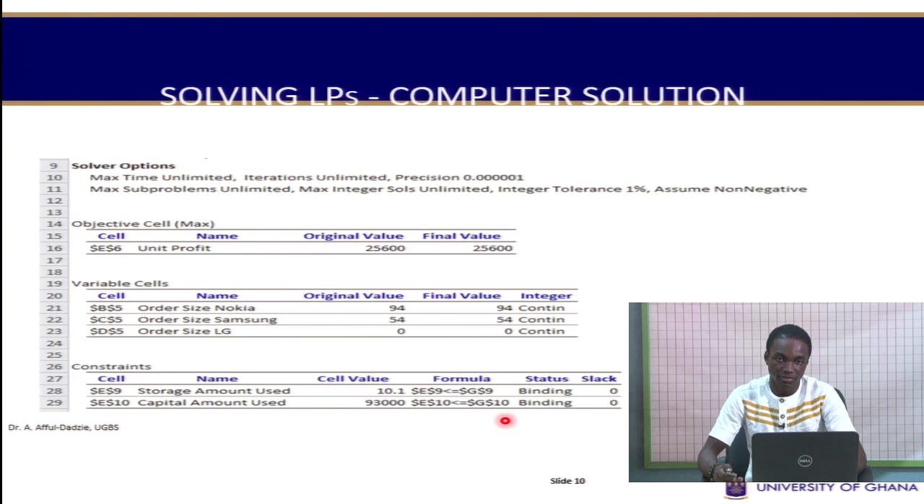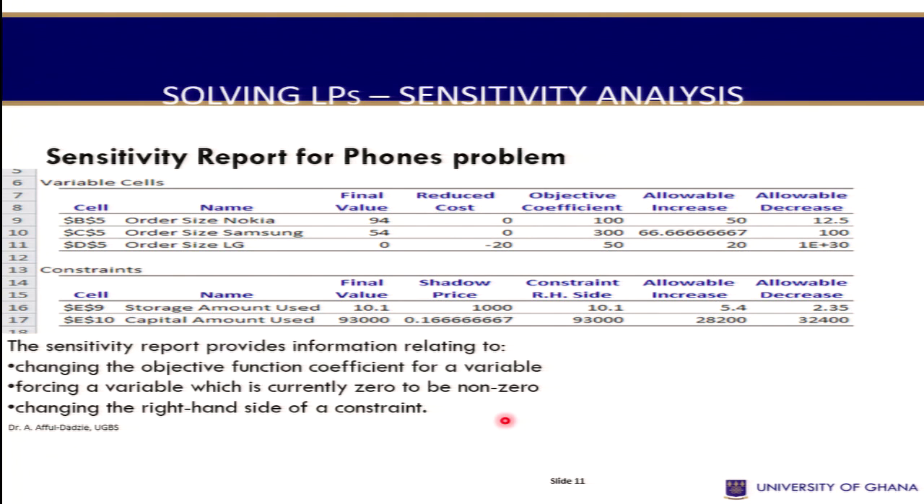Now, the sensitivity report provides a more detailed solution to the problem. It gives you more information that relates to changing the objective function coefficient for a variable and then forcing a variable which is currently zero to be non-zero. Also, it contains information that relates to changing the right-hand side of a constraint. So we are going to take each of these one after the other, and we are going to see the significance of each of them.